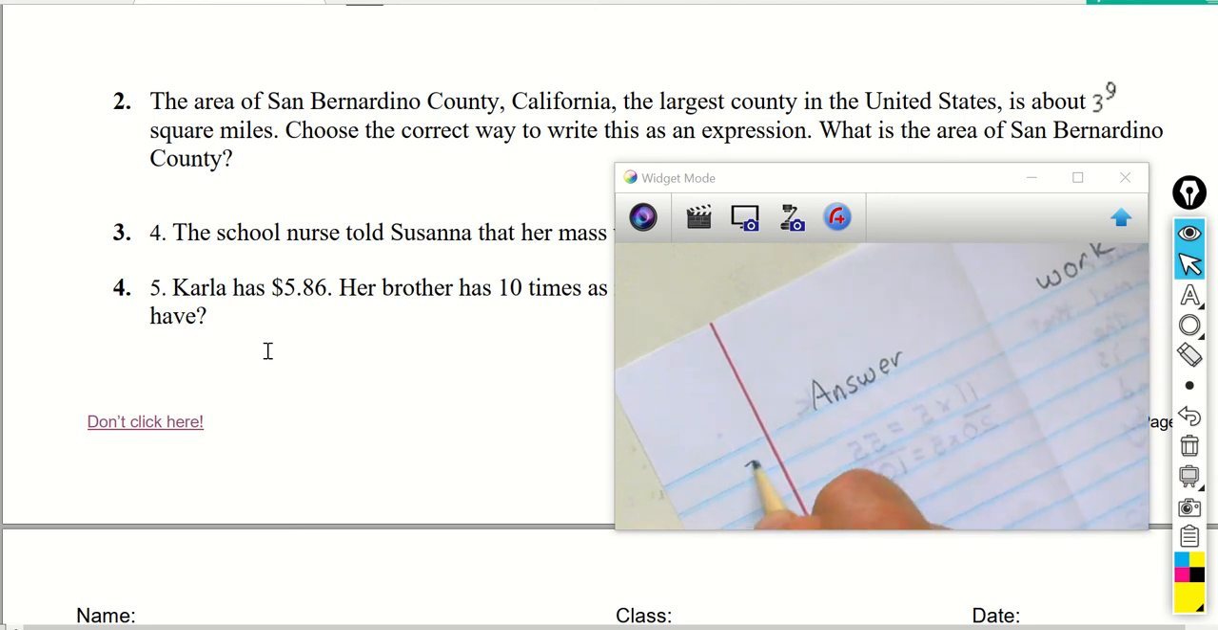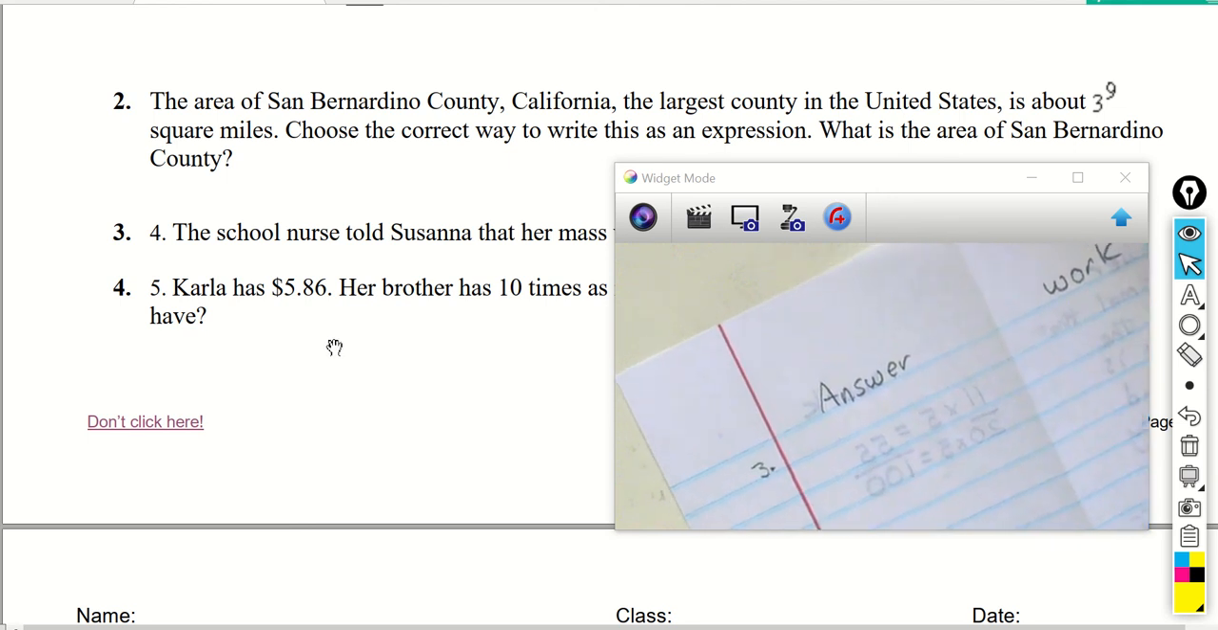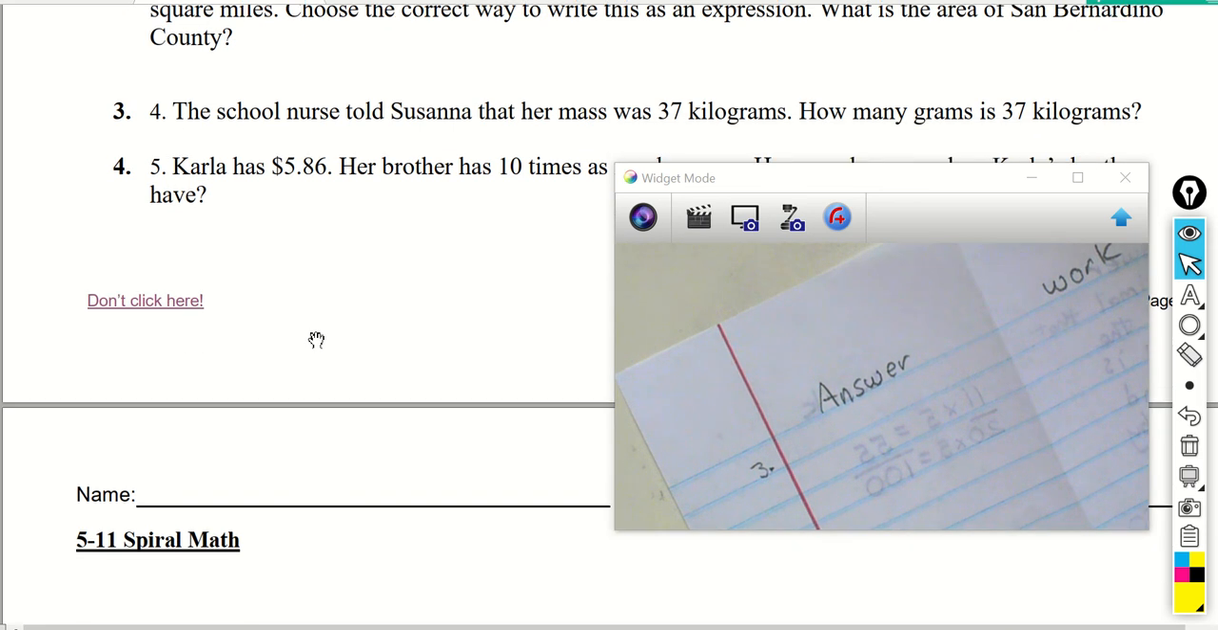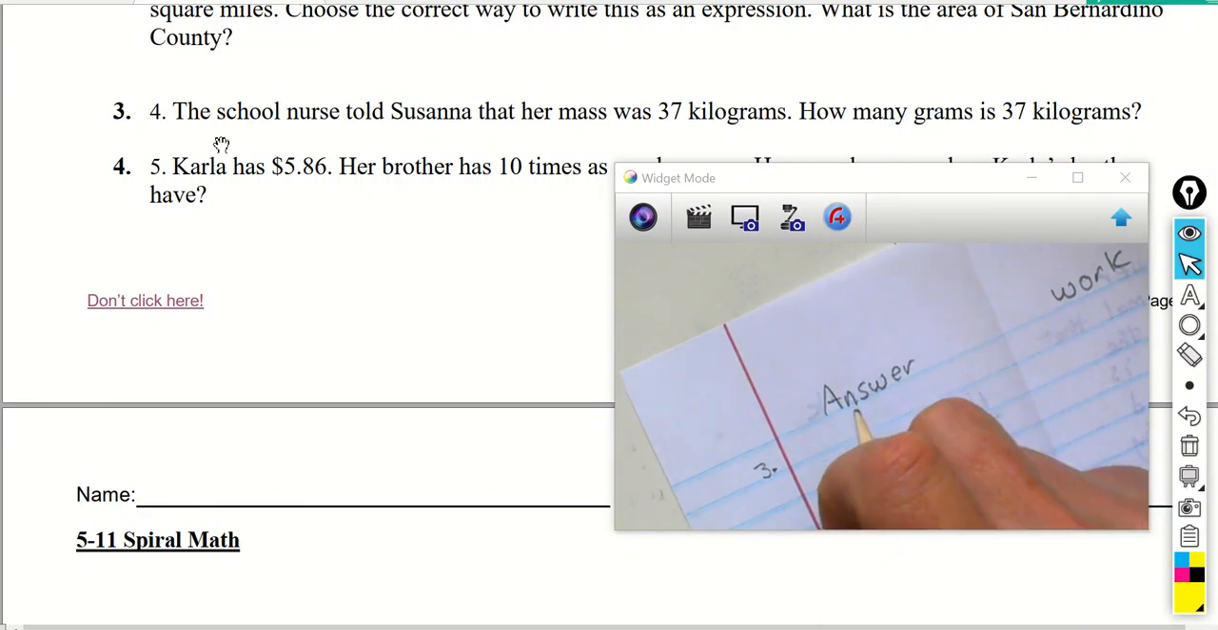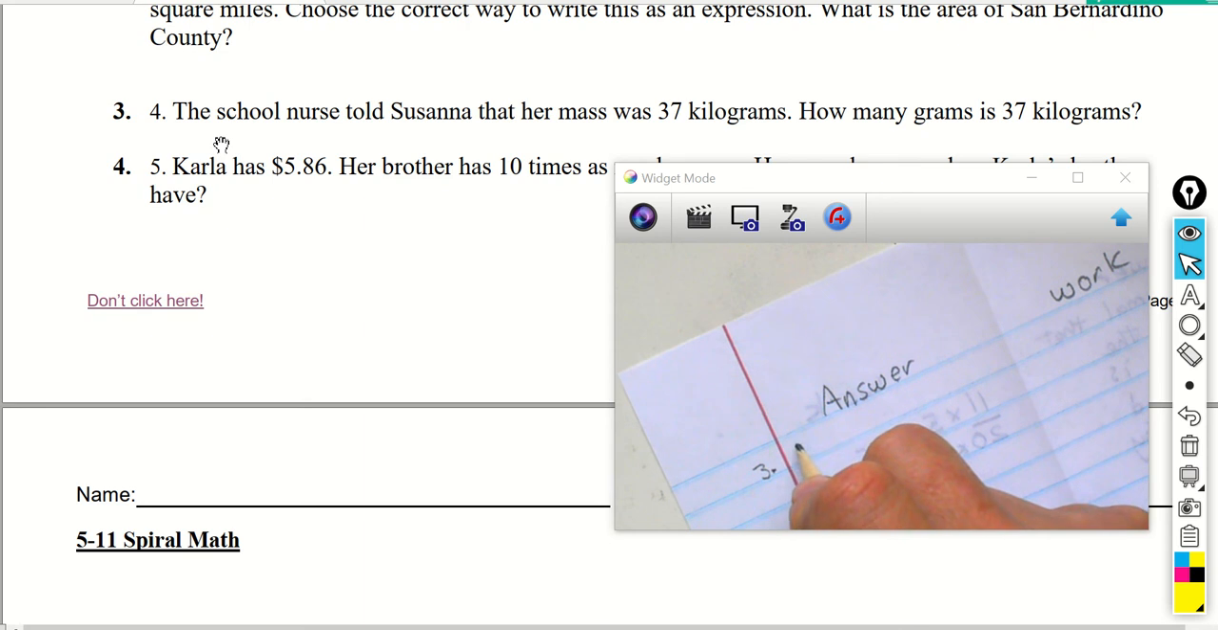And I know there were some problems with the numbering, and that's my fault. I just was not paying attention to the numbers this time. So we have an extra 4. It should actually be 3, but I'm going to move on. The nurse told Susanna that her mass was 37 kilograms. How many grams is 37 kilograms? So basically I'm going to be just doing this.